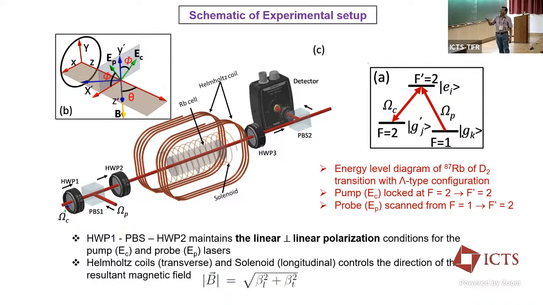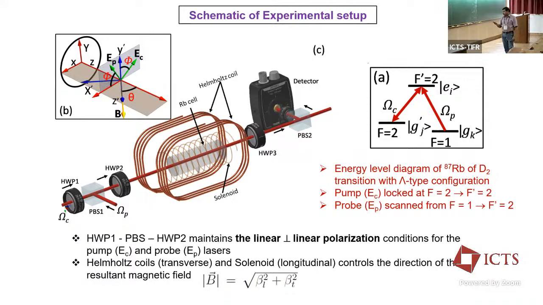And then we take it through a rubidium cell where we have a longitudinal field and we can create a transverse field. By changing the current in the longitudinal and transverse field, you can change the quantization axis B. And by changing this half-wave plate, you can actually change the complete polarization. So maintaining 90°, now you can change the phi between them.